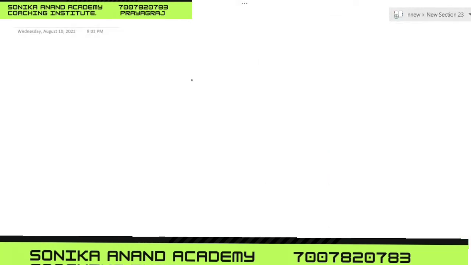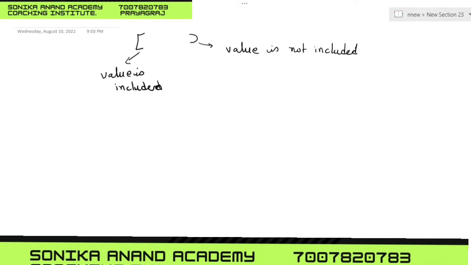Listen. What is the significance of this bracket and this bracket? It means the value is included. And here the value is not included. It can be expanded. For example, if we have a data value of x is greater than 5, or I write in this way, value of x is less than 5, where x belongs to the natural numbers.